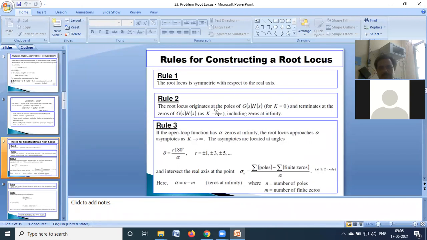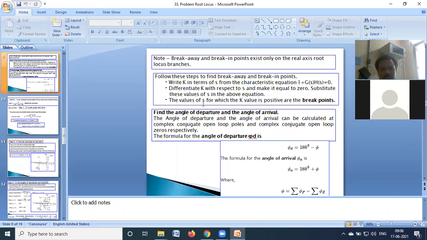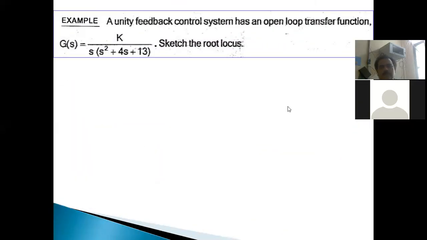Root locus is symmetrical about the real axis, and root locus originates at open loop poles and finally ends at open loop zeros. Okay, that we have already seen. Now let us consider one example, and using that example, we construct a root locus plot.